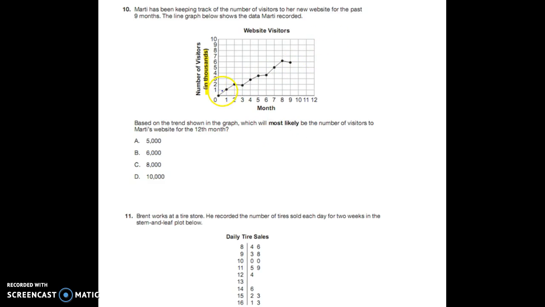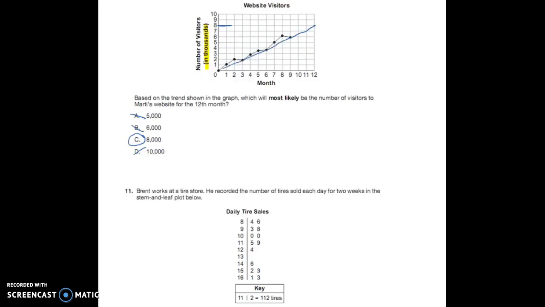In order to figure this out, we're going to look at a kind of line of best fit, kind of a trend up this way. So it looks like I'm looking at about 8,000 visitors. Definitely not A and B, because the trend basically is going up. D would probably be going up too much, so C is the correct answer for this one. Hope you got that one. Shouldn't have been too bad.